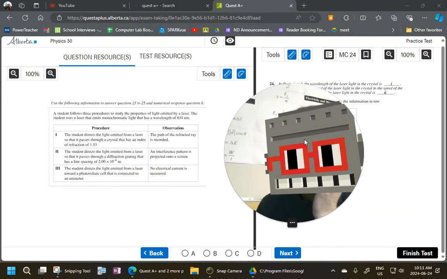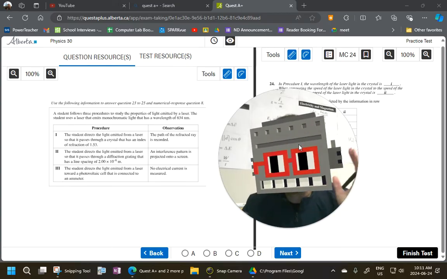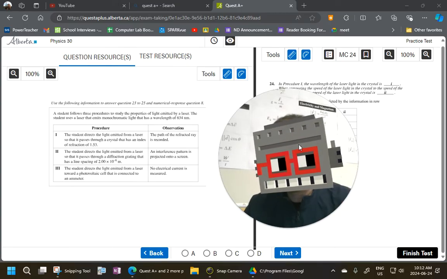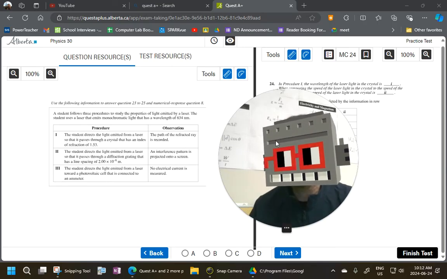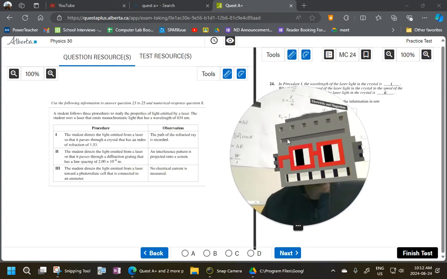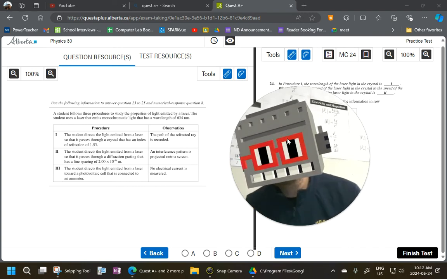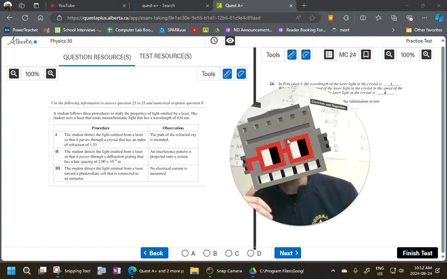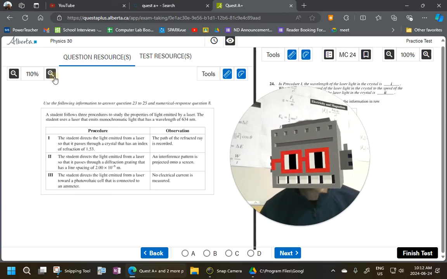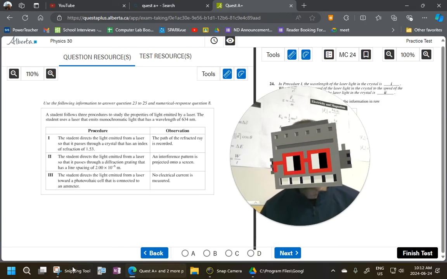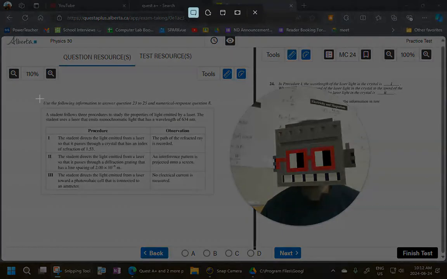Okay, procedure 1, the wavelength of the laser in the crystal is blank. So it's going to go into the crystal, and it's going to slow down. I can use Snell's law to figure out what that is. Actually, I probably figured this out. Is it going to decrease or increase? It's going to slow down, which I think means the wavelength is going to go down. I could just do some of the math here using Snell's law. I think I have an answer already, but I'll double check.